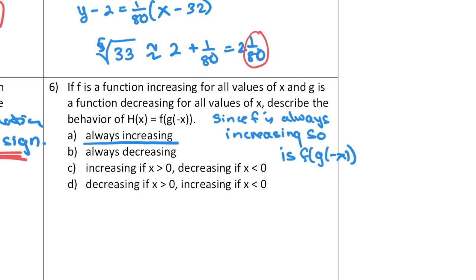Number 6, so this one, you were told that f is a function increasing for all values of x. It doesn't matter what's happening with g of negative x because f is always increasing.